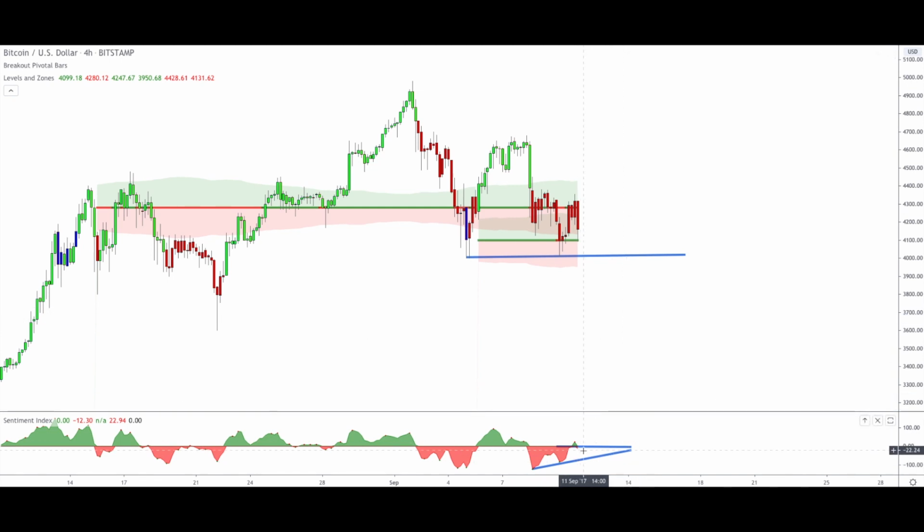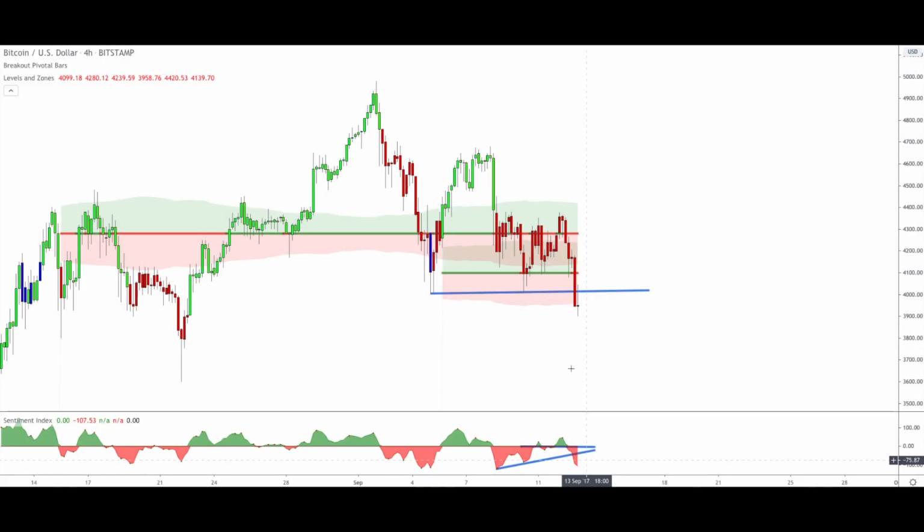The sentiment turns bearish, it increases to the downside, so it means that we have a very nice downward movement. At least this is what I'm looking for and I'm hoping for. So let's just wait and see how the price moves.